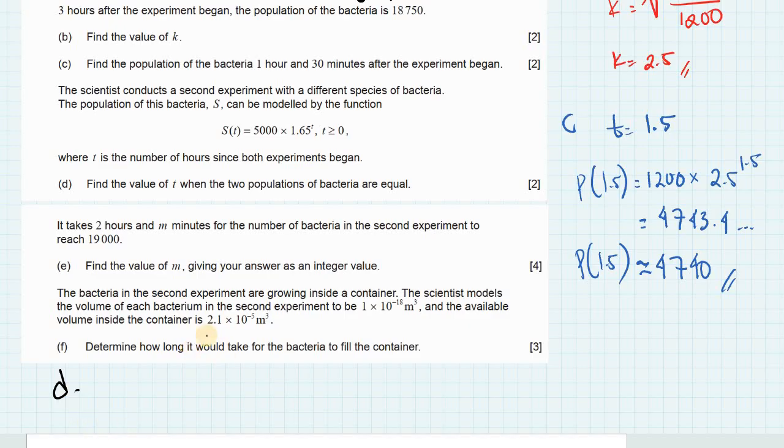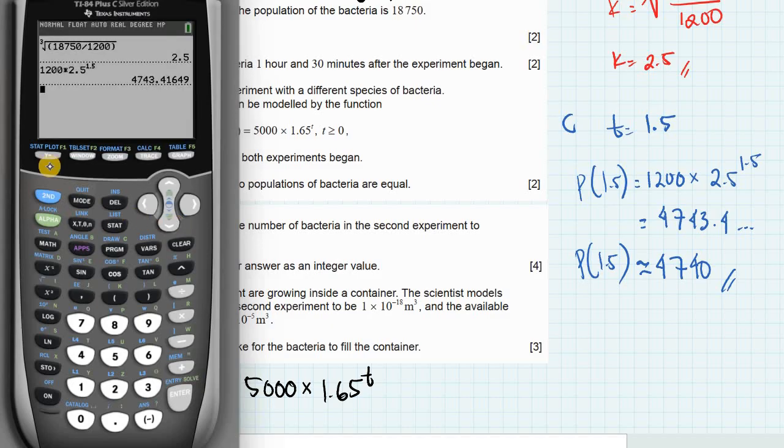Question D. They are equal, so it means the first equation, which is 1200 times 2.5 to the power of t, is equal to the second equation, which is 5000 times 1.65 to the power of t. Now, to do this equation, you have two ways. You can draw it here, y equals, then you find the intersection, or you can use the numeric solver in your calculator.